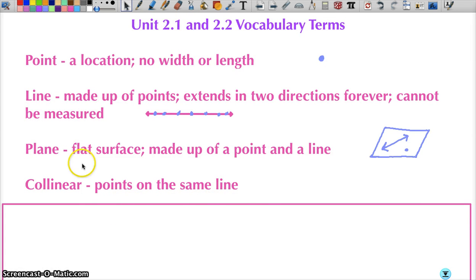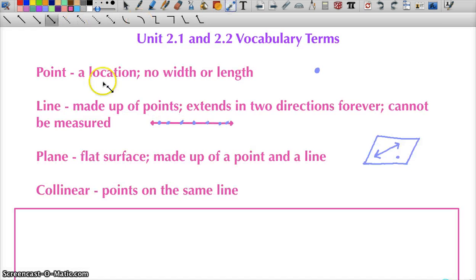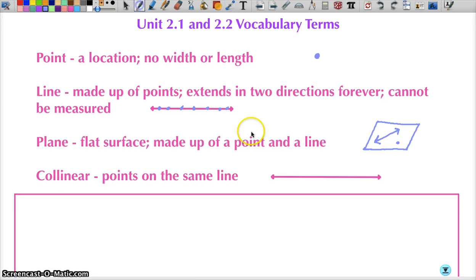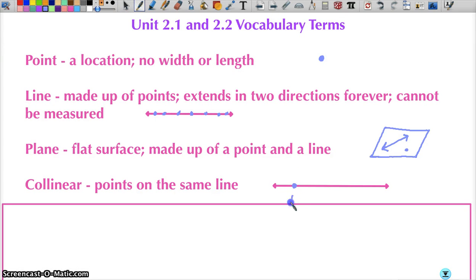Then we have collinear, and co means together and linear means line. So it's just points that are on the same line. If I drew a line just like I did up here for that definition, and I put a point here and call it A, a point here and call it B, and a point here and call it C, then these 3 points are considered collinear because they're on the same line. It's pretty simple.